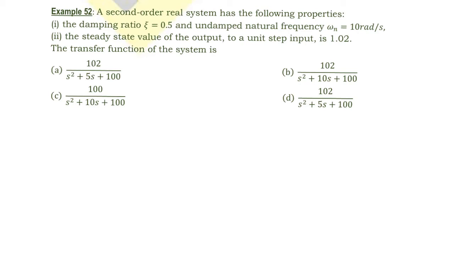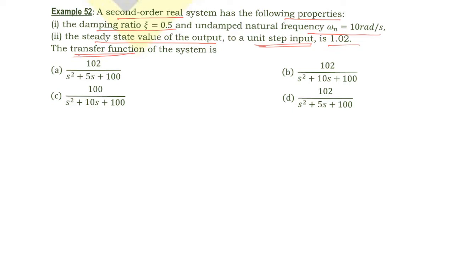Next we will do a question on second order system. A second order real system has the following properties. The first one is that the damping ratio zeta is equal to 0.5 and undamped natural frequency omega n is 10 radians per second. The second property is that the steady state value of the output to a unit step input is 1.02. We have to find out the transfer function of the system.